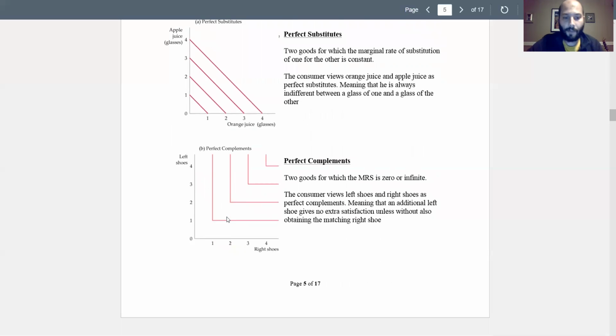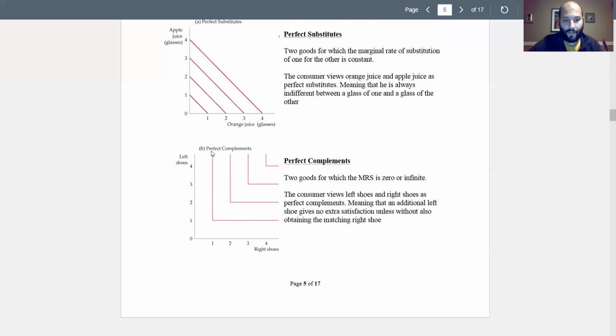Right, another case is perfect complements, and this is when you need to consume the 2 goods in a particular ratio. So here we have the examples of left shoes and right shoes, right? If you have 1 left shoe and 1 right shoe, here's this point, and I guess this would be U1 happy. Having a second left shoe doesn't really make you any happier, or likewise, having a second right shoe without any additional left shoes doesn't make you any happier. So these indifference curves are right angles.